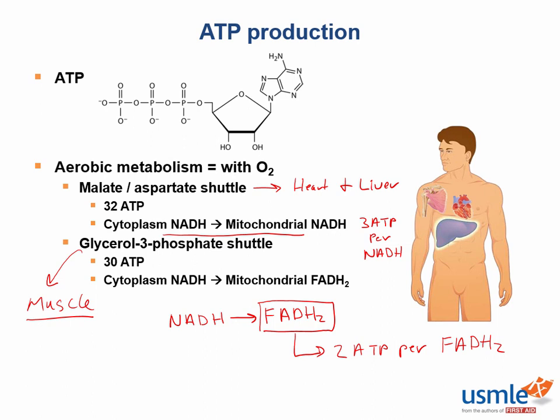So just to review that, aerobic metabolism takes place in the presence of O2. You have both the malate aspartate shuttle, which takes place in the heart and the liver, as well as the glycerol 3-phosphate shuttle, which takes place predominantly within muscle. The malate aspartate shuttle produces 32 ATP, as it uses NADH solely as its electron acceptor. Now, the glycerol 3-phosphate shuttle only produces 30 ATP, and this is because it uses cytoplasm NADH and then transfers electrons to mitochondrial FADH2, which can only produce 2 ATP per FADH2.